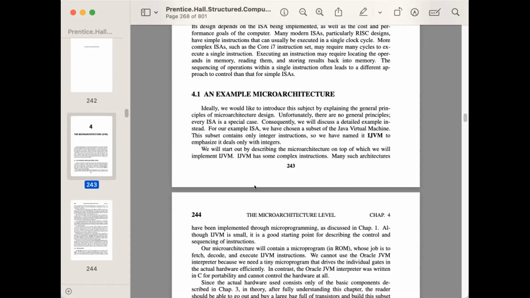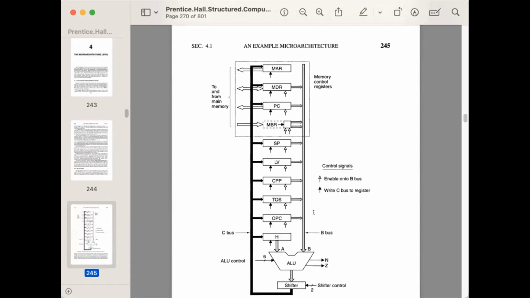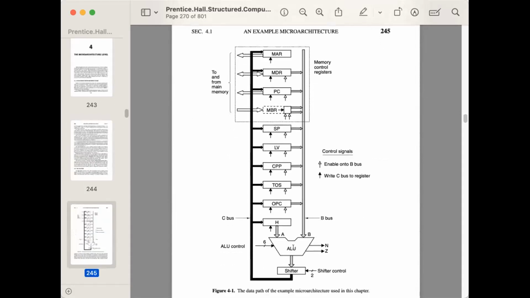Okay, so they go through this example here of creating a subset of the Java virtual machine that contains only integer instructions, which simplifies it. And they go through that example a fair bit, talking about some ways things work. So it's important when you look at a diagram like this one, this is figure 4.1, that after you've read it, you kind of understand what's happening here.